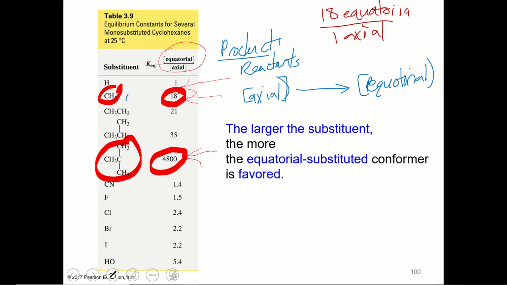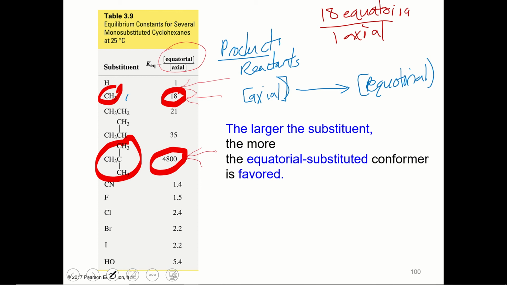And then we get to the tert-butyl substituent. The tert-butyl substituent is so large that it favors the equatorial position over the axial position by 4,800 to 1.